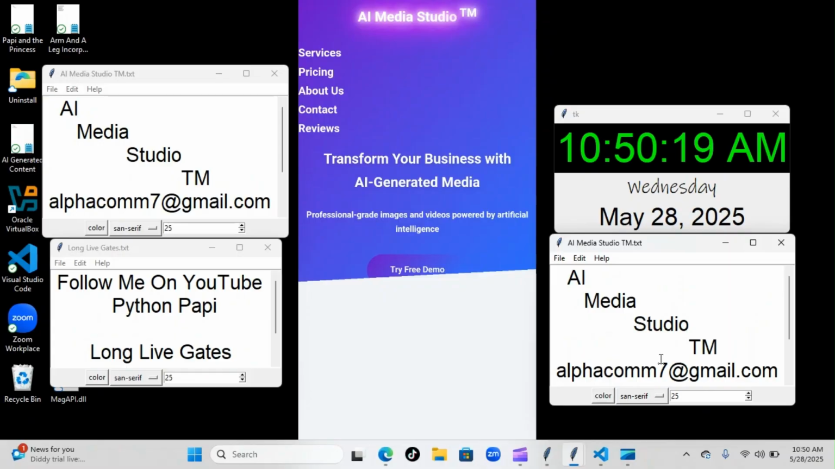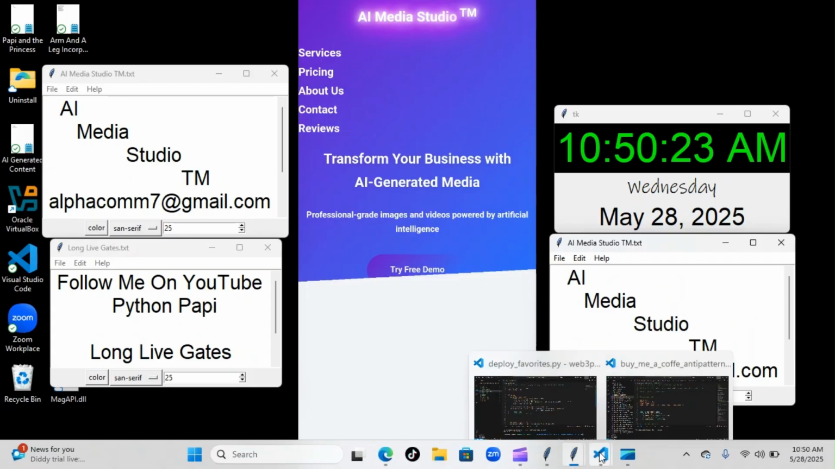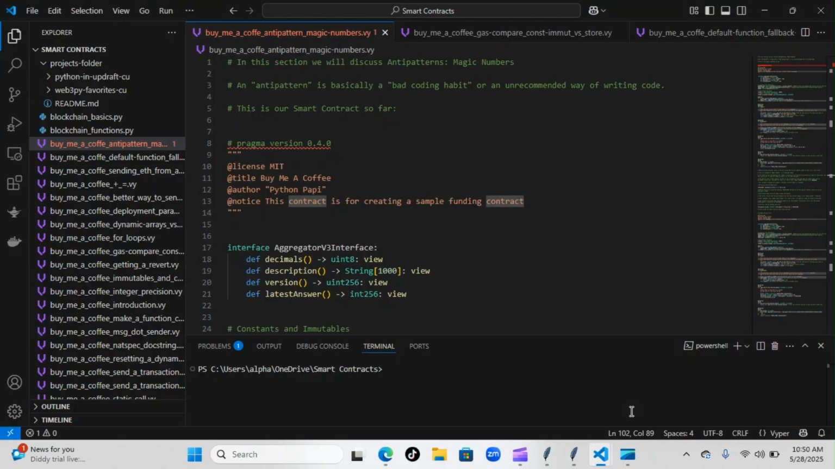All right, on today's episode of Python Papi, we're back inside our smart contracts project. Let's have a look at what we're going to be going over today. And today I did inform you that we're going to be starting a new module. This one is going to be the anti-pattern magic numbers. So let's dive right in.